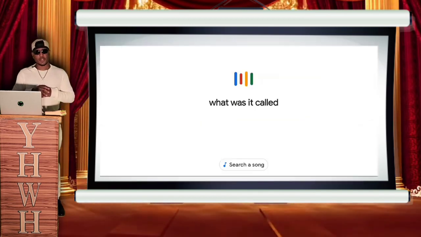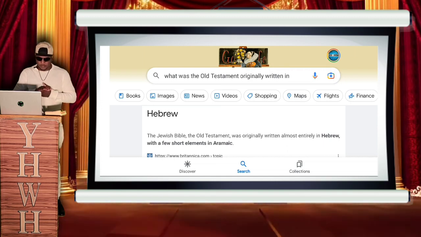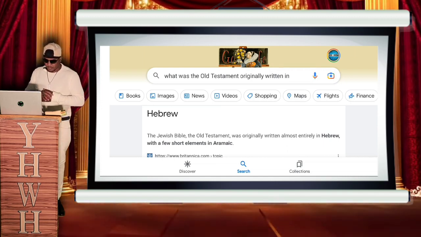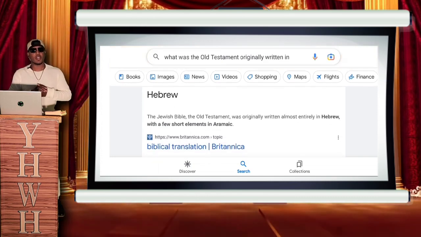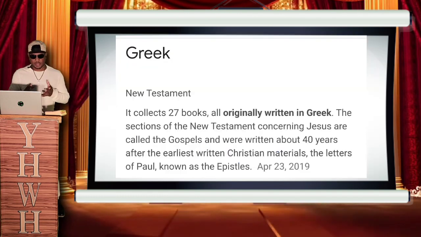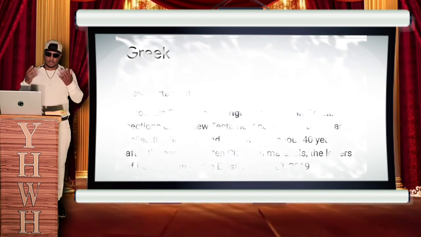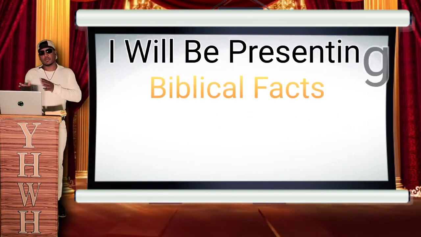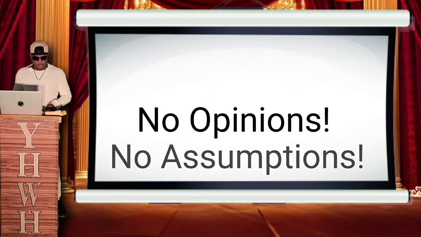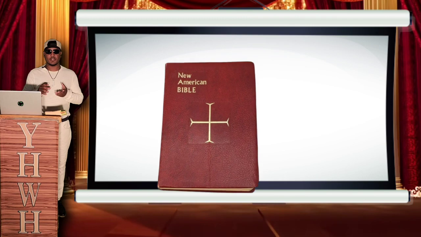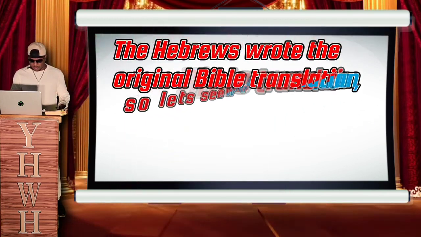So what was the Old Testament originally written in? Hebrew. According to Encyclopedia Britannica, the Jewish Bible, the Old Testament, was originally written almost entirely in Hebrew, with a few short elements in Aramaic. And the New Testament was originally written in Greek, but mainly today we're going to focus on the Old Testament scripture, the creation story, but we will pull some verses from the New Testament as well for reference. So we're going to start with the New American Bible, the St. Joseph edition, and read the worldview of the Hebrews.